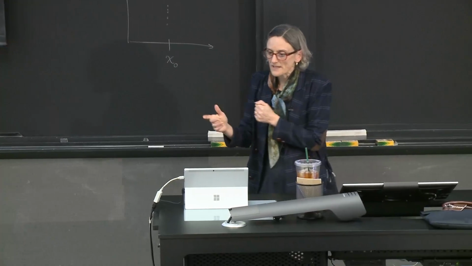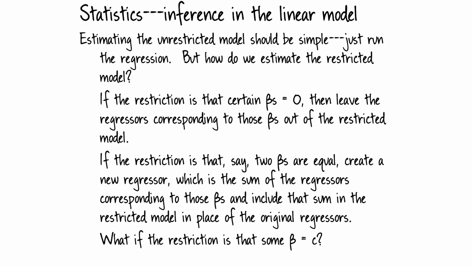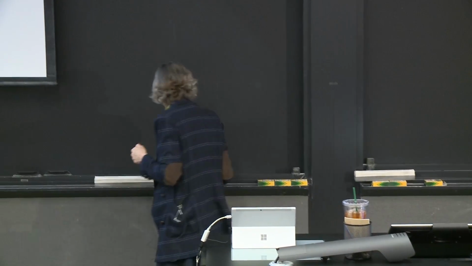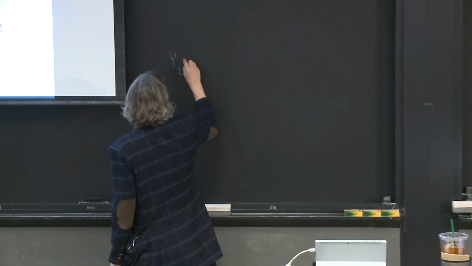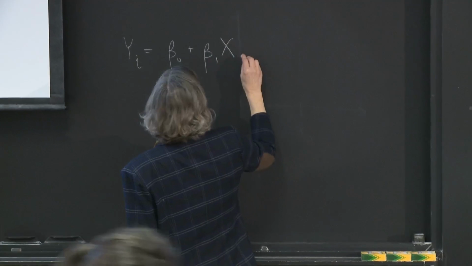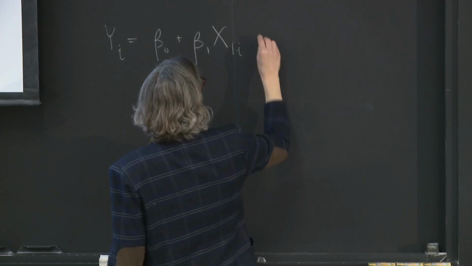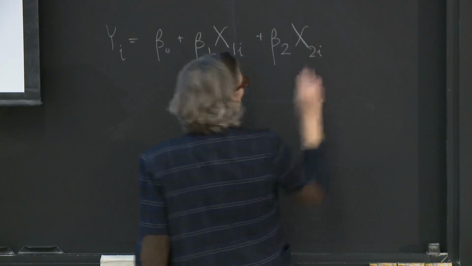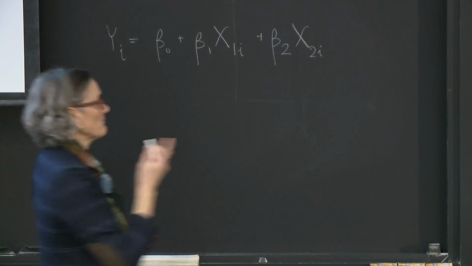Then let's say the restriction is that two betas are equal. We have beta 1 equals beta 2 or something like that. That's our null restriction. Then how do we impose that restriction on a linear model? Well, it might help if I write the linear model. So we have y sub i equals beta naught plus beta 1 x1. I hope I'm using the same notation. Do I have my subscripts in the same order? I hope so.